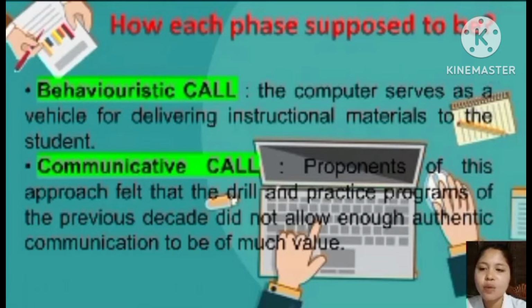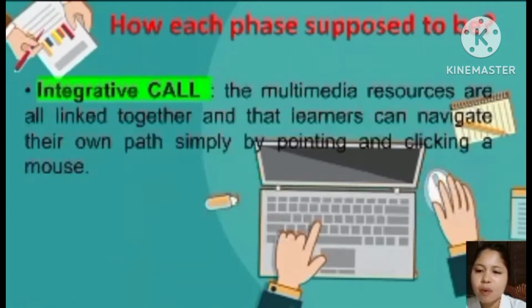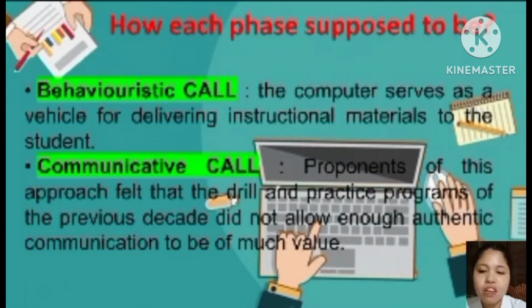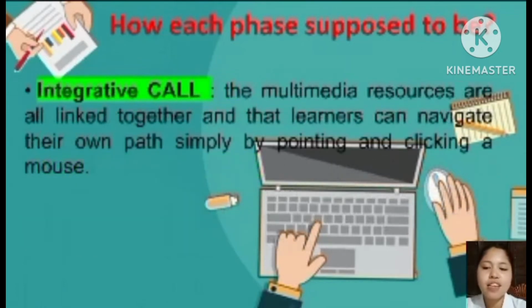The second phase is the communicative CALL, implemented in the 1970s to 1980s. Proponents of this approach felt that the drill and practice programs of the previous decade did not allow enough authentic communication to be of much value. So in this part, grammar is taught implicitly, and the students use their original sentences. And the last phase is the integrative CALL, from the 1990s until today, in which multimedia resources are all linked together and learners can navigate their own path simply by pointing and clicking a mouse. We are integrating technologies more fully in language learning.